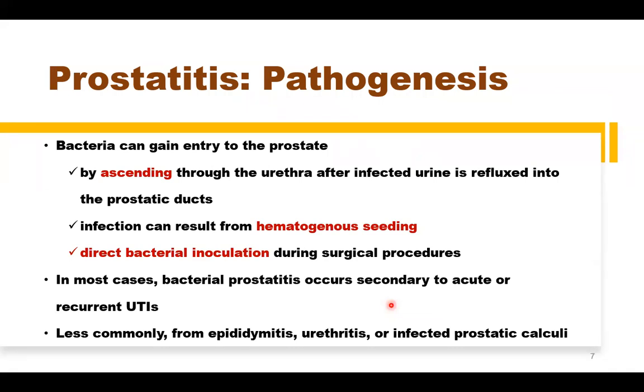In terms of pathogenesis, there are different access routes to the prostate. Organisms may access the prostate gland through the ascending routes, just like we said with UTI, okay? You may have hematogenous spread, or you can have direct inoculation because of the procedure you were carrying out, for example, a transrectal biopsy. In most cases, bacterial prostatitis occurs secondary to acute or recurrent UTI. Less commonly, epididymitis, urethritis, or infected prostatic calculi may be a reason why the patient came down with the condition.